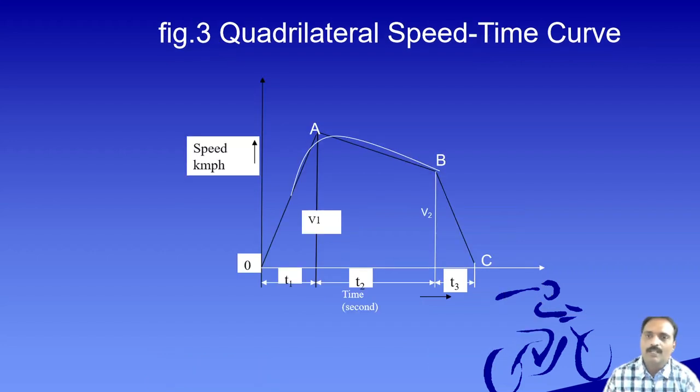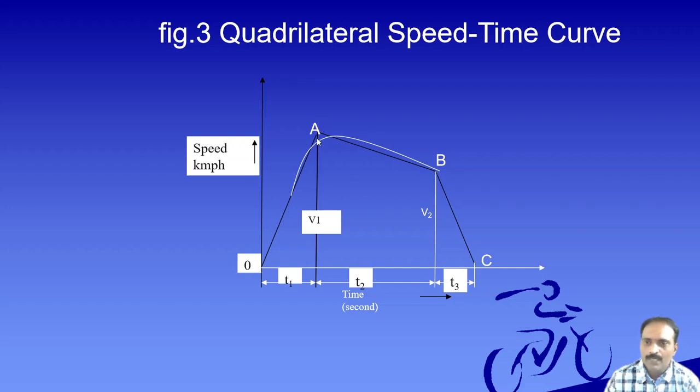And similarly for the quadrilateral, this part is replaced by the black quadrilateral, and here also we can observe that the complete area before approximation and after approximation remains the same. In this quadrilateral speed time curve, we have three parts here also: acceleration, coasting, and retardation.